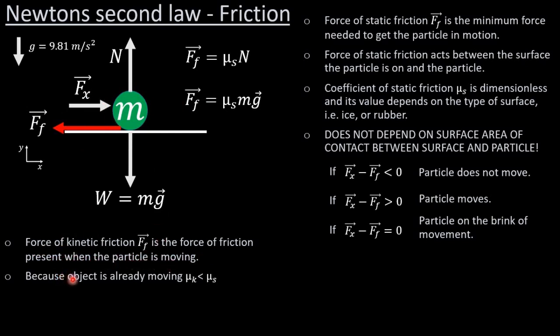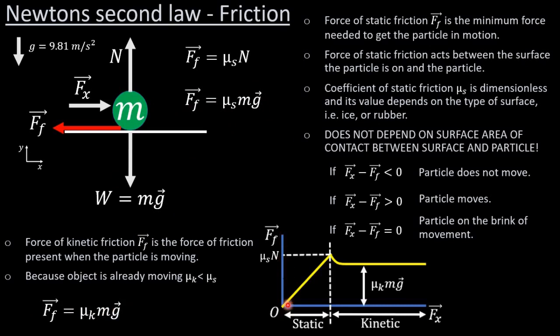So because the object is already moving, we've already overcome that force necessary to get it moving. The coefficient of kinetic friction is going to be less than the coefficient of static friction. Okay, and we would write that like this. So all we did was just take this equation here and replace the coefficient of static friction with the coefficient of kinetic friction. And this only applies when the particle is in motion.